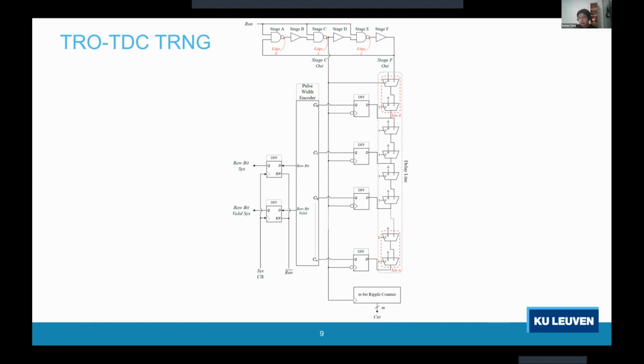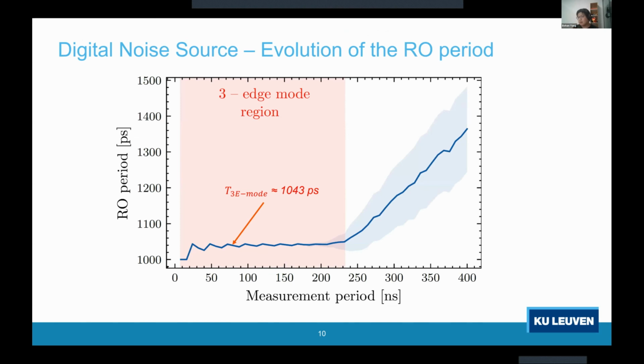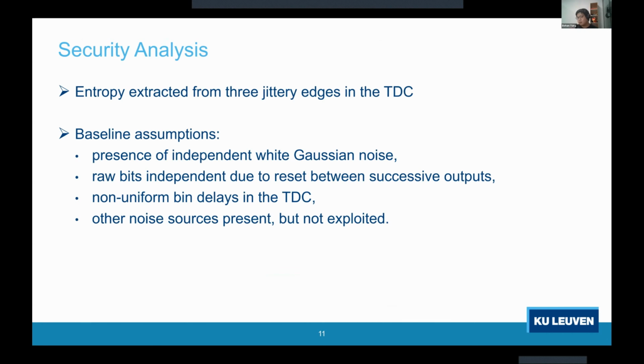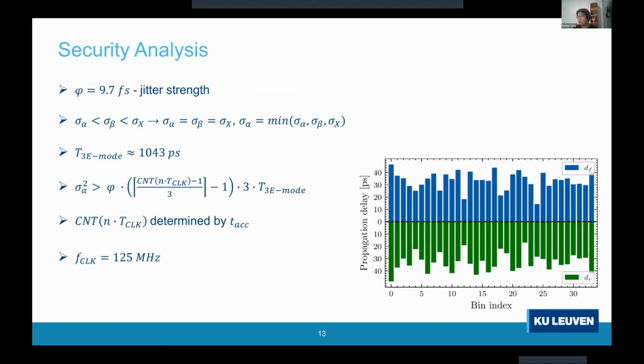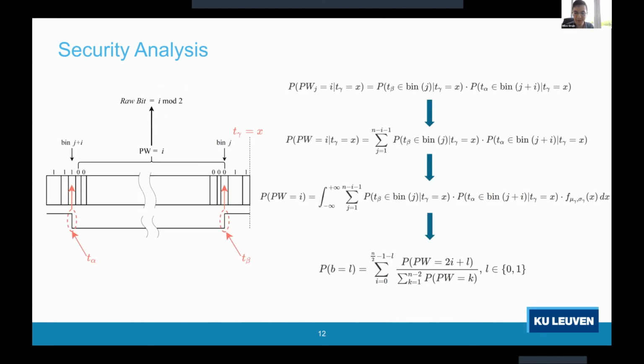Okay. Can you go to the next slide? I think it's slide 10 or slide 11. The one with the pulse width, PW. Yes, this one, page 12. So you extract the raw bit by checking the parity information of the PW. Yes. And how did you do that in the encoder part?